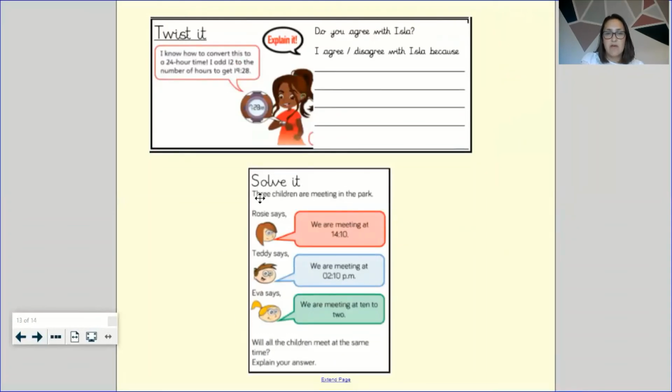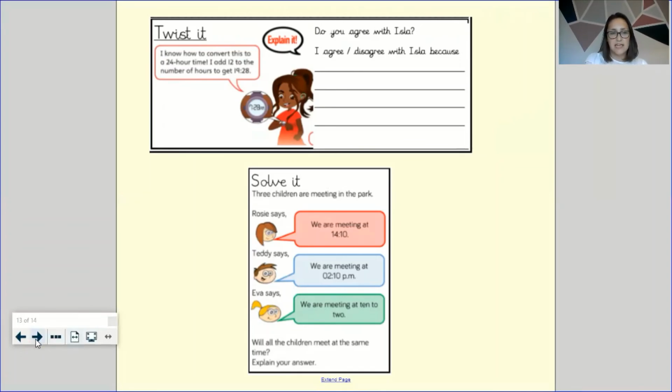And then we have a solve it. We have 3 children meeting in the park. Rosie says, we are meeting at 14:10. Teddy says we're meeting at 2:10 PM, and Eva says we're meeting at 10 to 2. Will all the children meet at the same time? And then explain your answer.